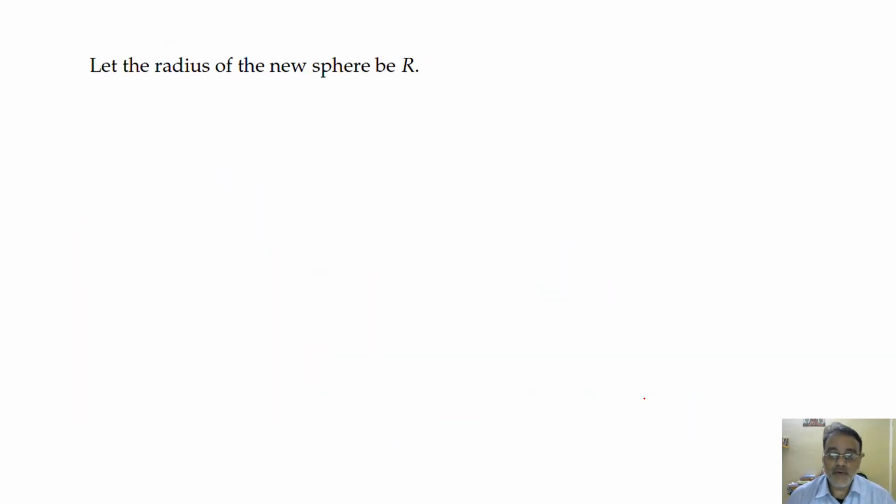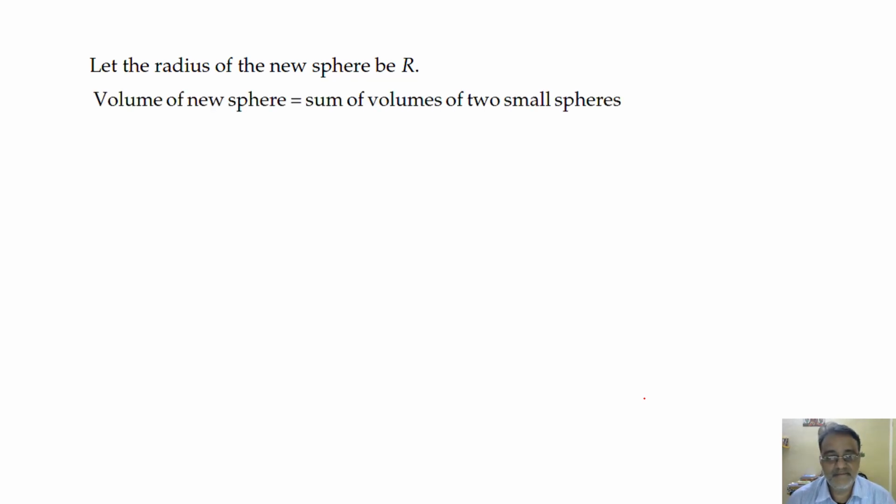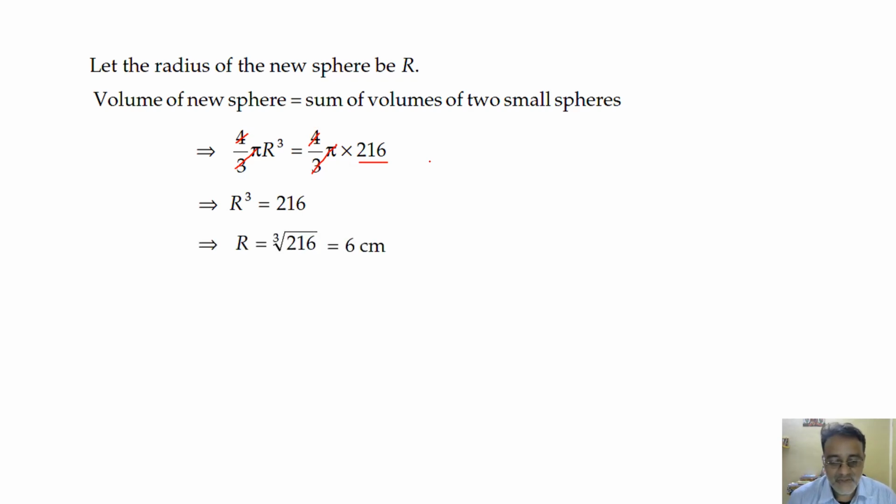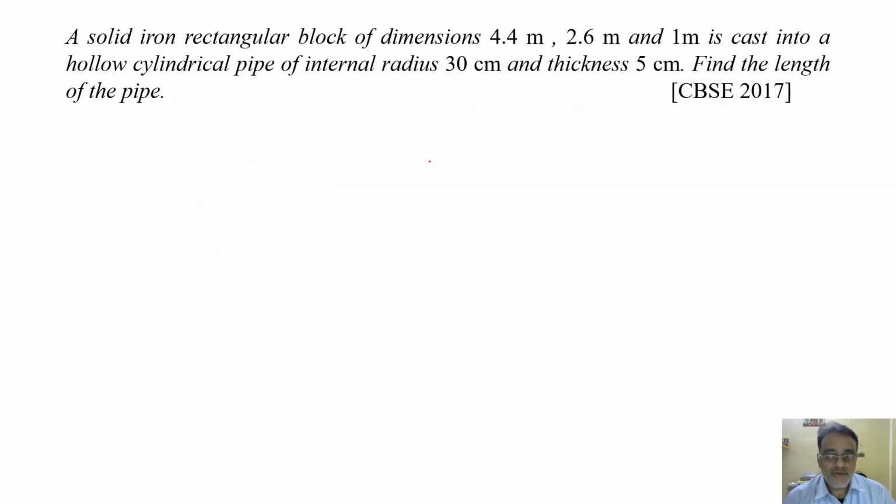So let the radius of the new sphere be capital R. According to the question, the volume of the new sphere will be equal to the sum of the volumes of the two small spheres, and we already got that sum. So now we are going to equate. Here pi by 3 and 4 cancel on both sides. And we know that 216 is a cube of 6, so its cube root will be 6. We need to find the diameter, so the diameter will be 2 into 6, that is 12 centimeter, right? This is a very good question, and it is a board question, it came in 2015. Now we are moving toward the next question, 2017.